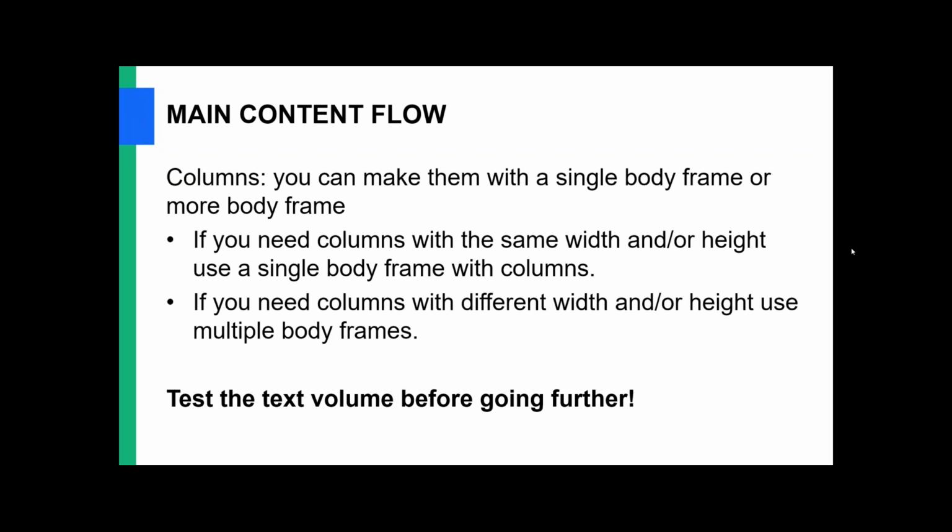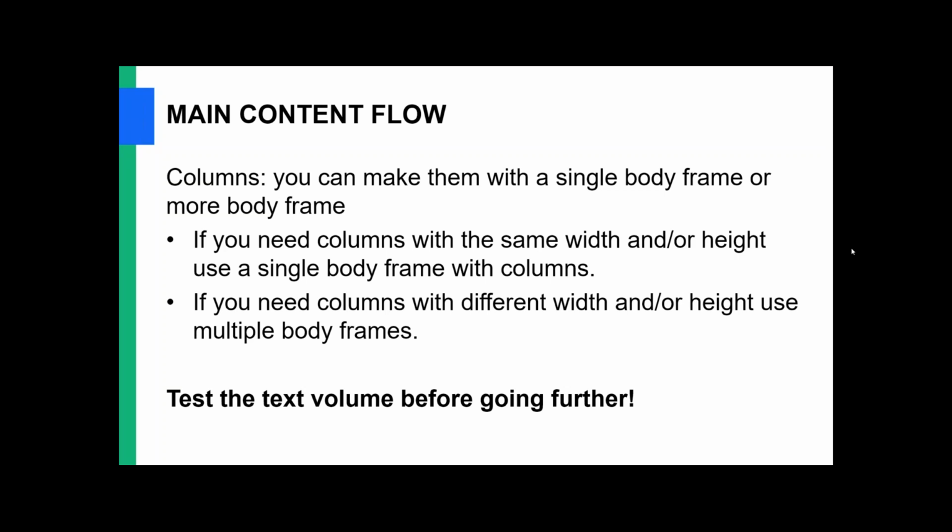And talking about the first design element, which is the main content flow, I needed to design a document divided into columns. You can make them with a single body frame or more body frames. Body frame is the main frame type in Flare in which topic content flows without constraints. The content flows in the frame until the frame ends, then it continues in the next body frames and so on.